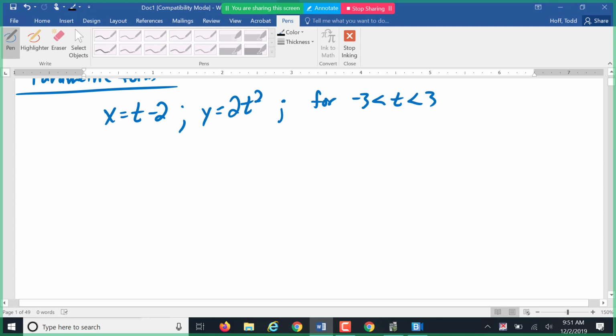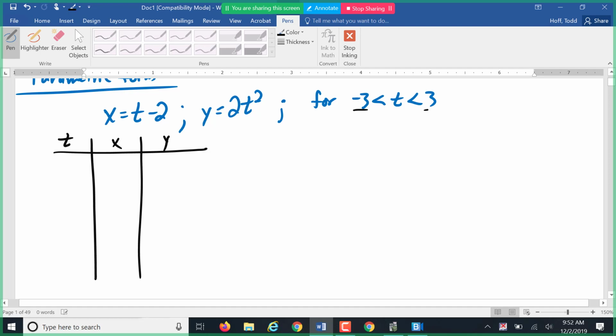So we can make our table here for x and y. Unfortunately, now we need a third term, which is t. T goes from -3 to 3, so let's start out with -3. If t is -3, x is t minus 2. -3 minus 2 is -5. If t is -3, y is 2t squared, so -3 squared is 9, times 2 is 18.